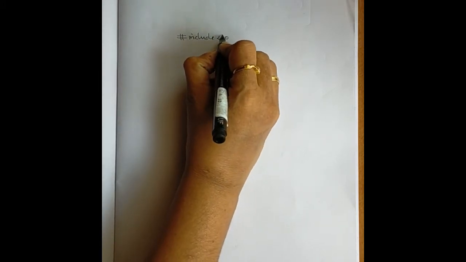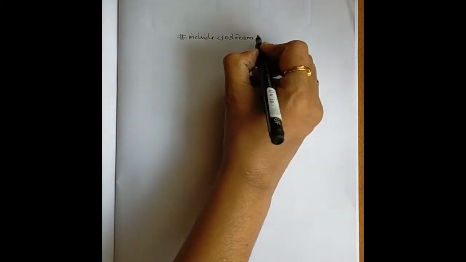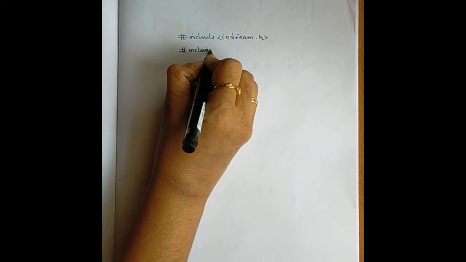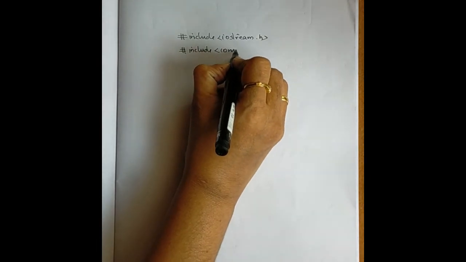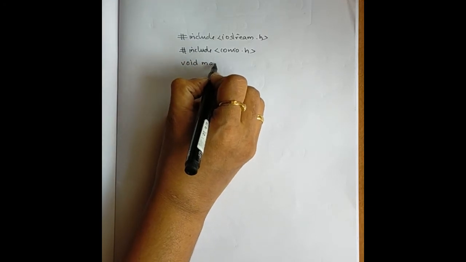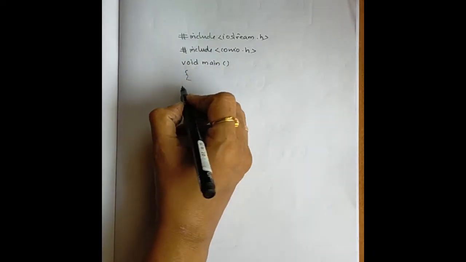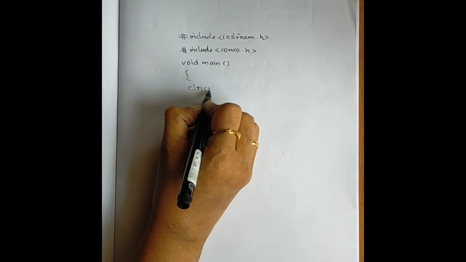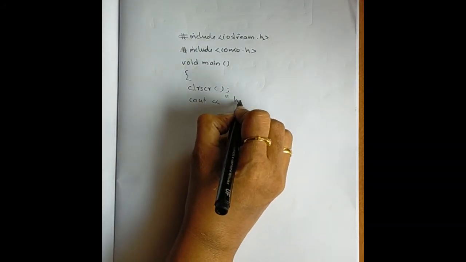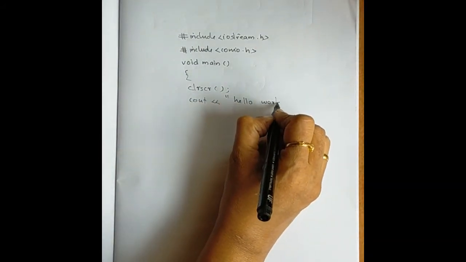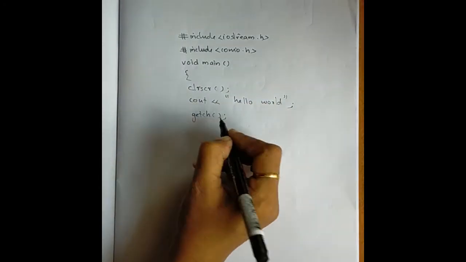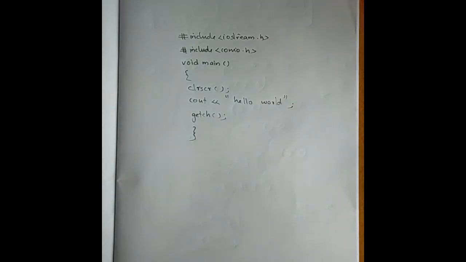Hash include iostream.h, hash include conio.h, void main function, then clear screen, cout, hello world, then getch, then closing brace.